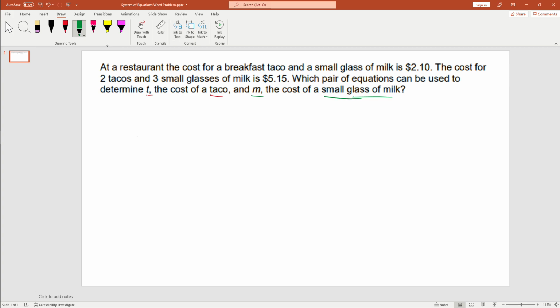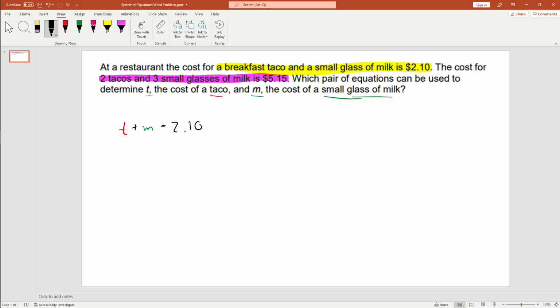It gives us 2 sets of information that we can use to make our equations. First, it tells us that a breakfast taco and a small glass of milk is $2.10. It also says 2 tacos and 3 small glasses of milk would be $5.15. So let's start by looking at this yellow equation. 1 taco and 1 small glass of milk is $2.10. So I could write something like 1 taco plus 1 glass of milk equals $2.10.